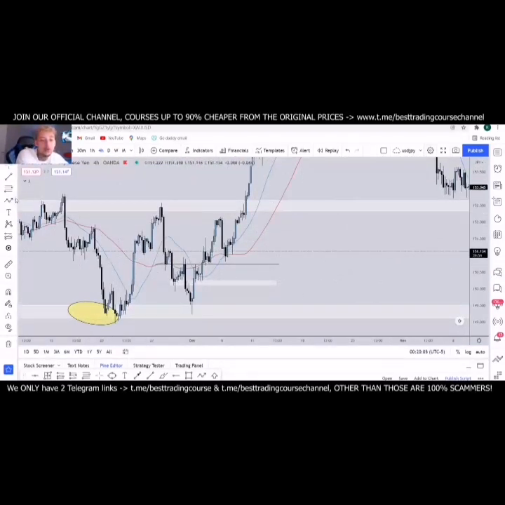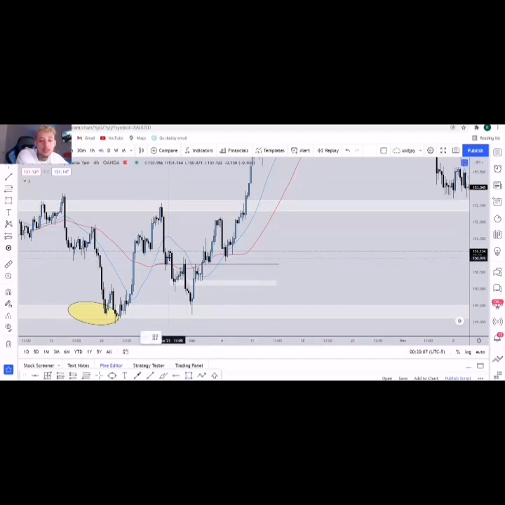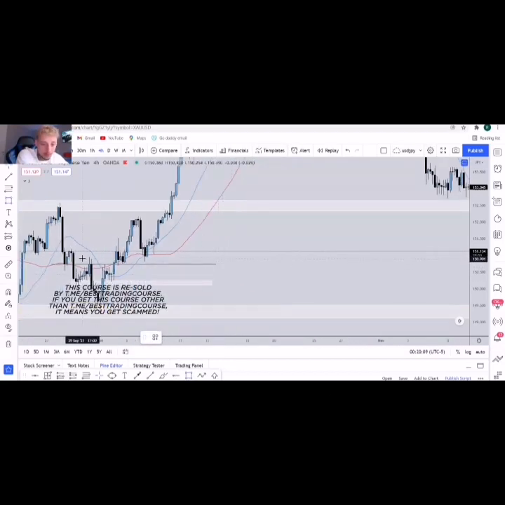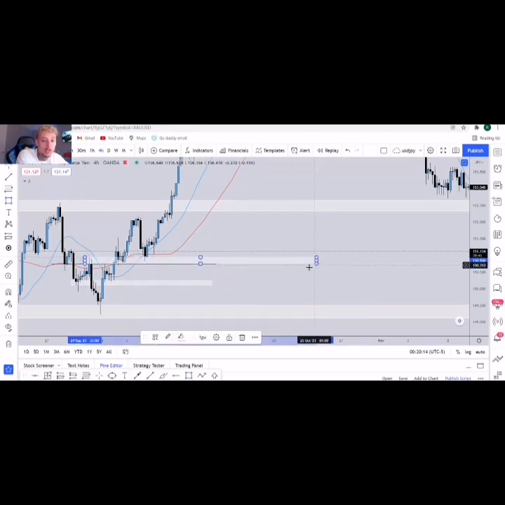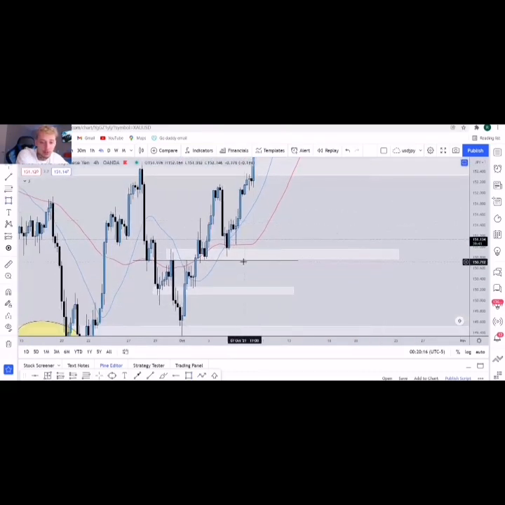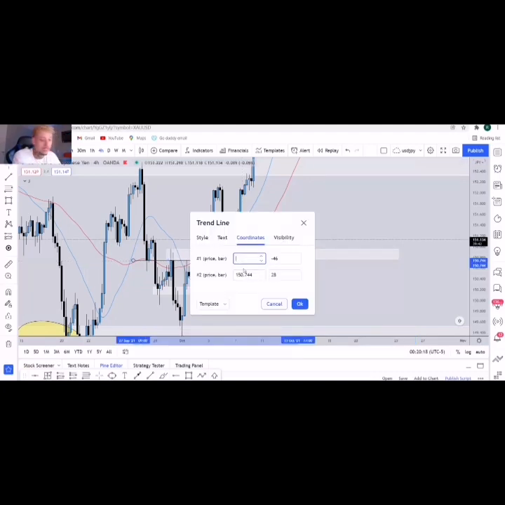And what you could do as well is, remember, you could draw a zone, right? What you could do is go from the wick all the way to the body. And if you drag that out, you see it play out so clean on this 4-hour time frame, right?